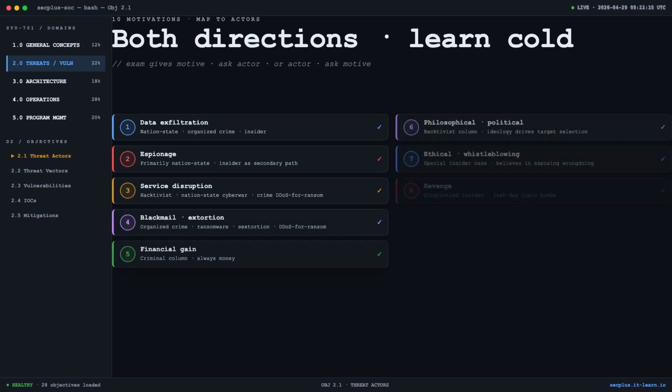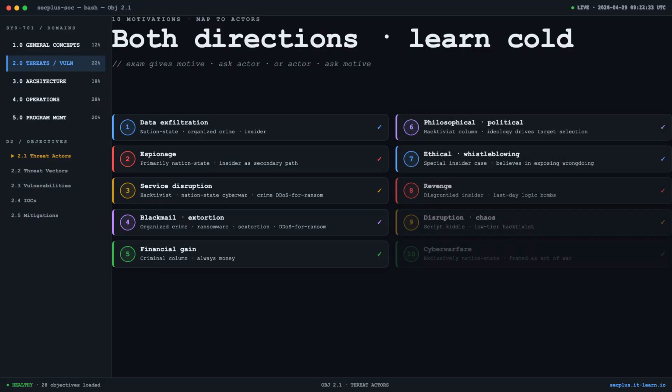Philosophical or political motivation is the hacktivist column. Ethical motivation, like whistleblowing, is a special case of insider. Somebody who believes they are exposing wrongdoing for the public good. Revenge is the disgruntled insider. Disruption or chaos is your script kiddie or low-tier hacktivist. And cyber warfare is exclusively nation-state, framed as an act of war between countries.